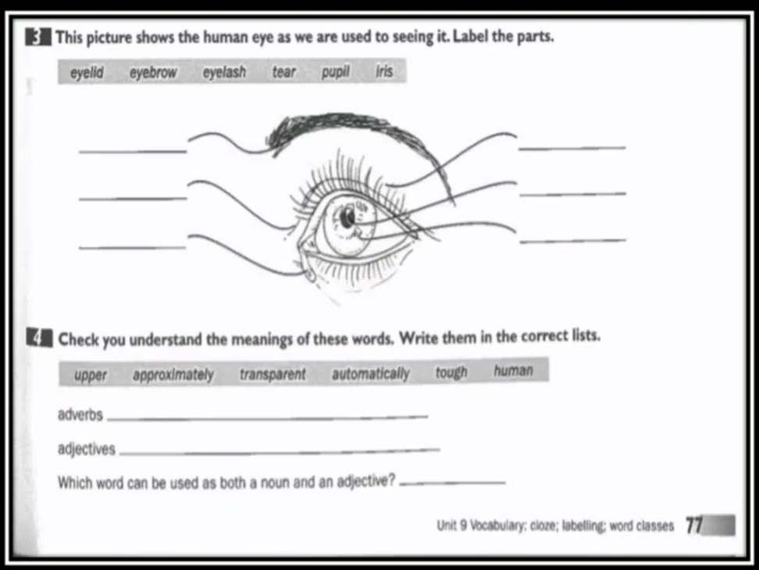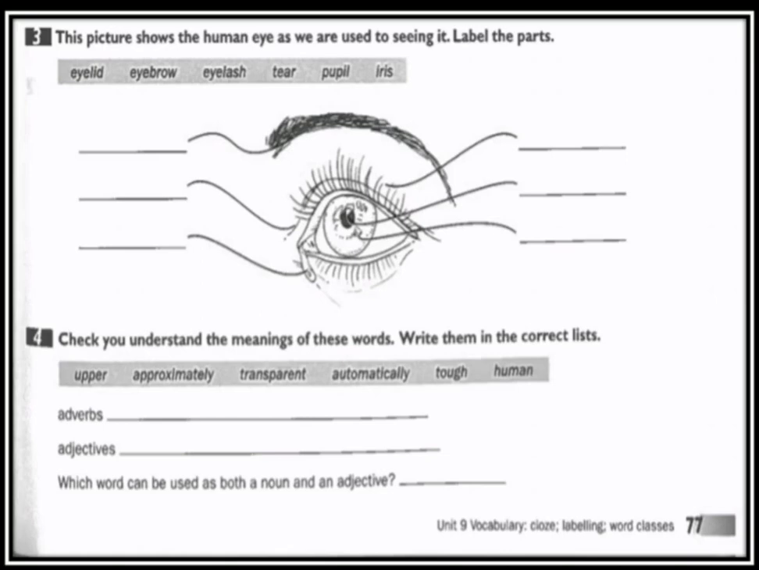Now let's go to exercise number 3. This picture shows the human eye as we are used to seeing it. Label the parts. Here you are required to write the parts of the eye in the box, as this picture is a picture of the human eye. Let's first read the words in the box.